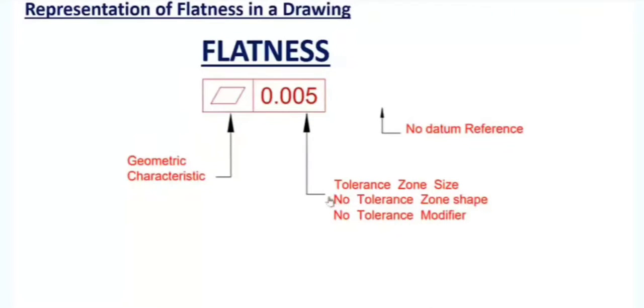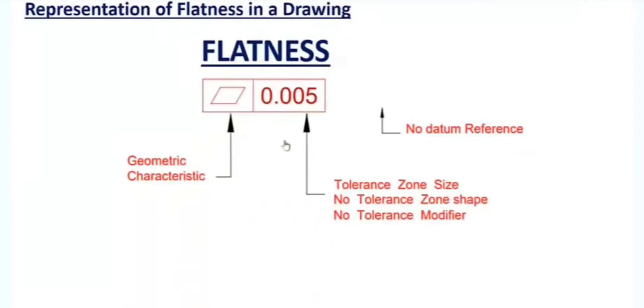So you will not have a diameter symbol before the value, and no tolerance modifier, that is MMC or LMC, is applied. The reason is flatness is applied to a surface and not to a feature of size. So you will not have a tolerance modifier here. This is the proper way of representing a flatness geometrical tolerance using the feature control frame in a drawing, so that the reader can easily read it.